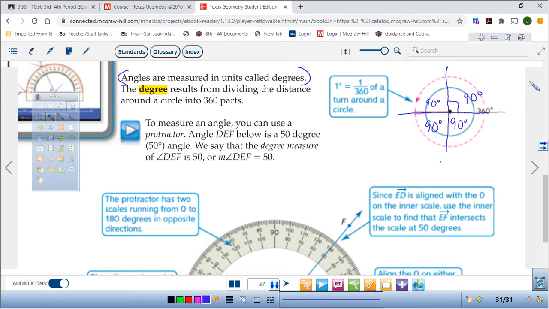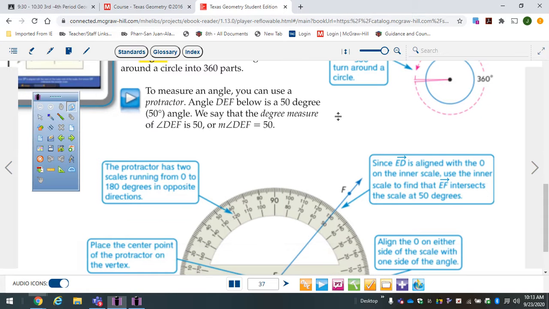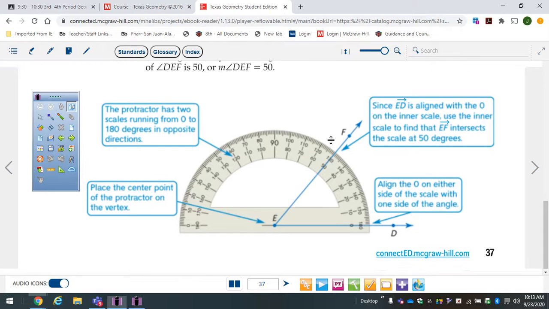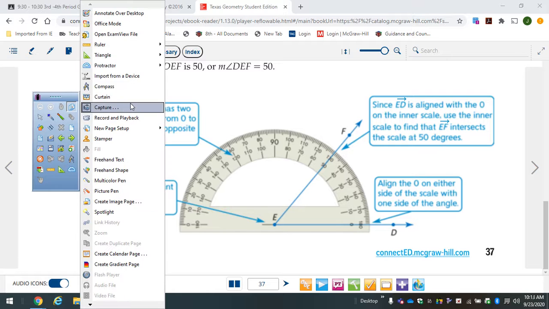So let me move it on up. Basically, write this: angles are measured in degrees. So when you actually measure something like this, look at the angle right there in the background, angle FED. This is how you would measure it. Let me get a protractor and show you real quick.